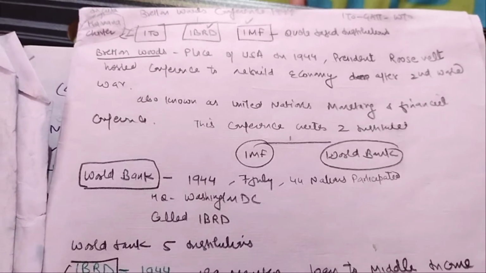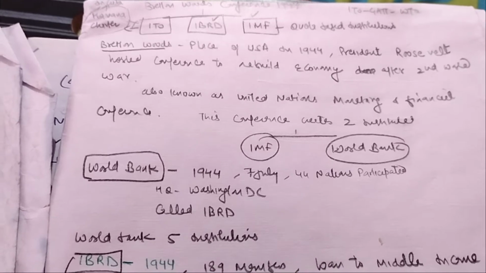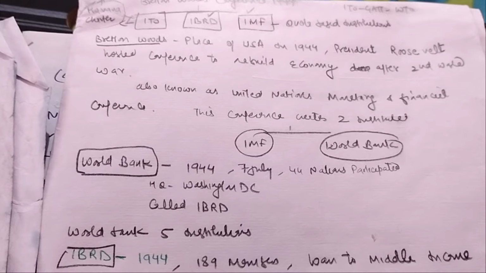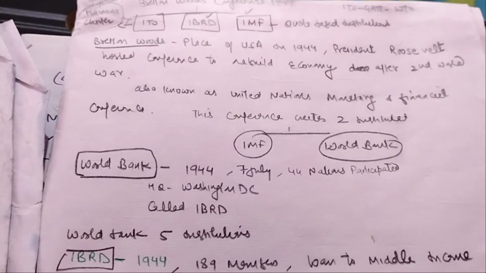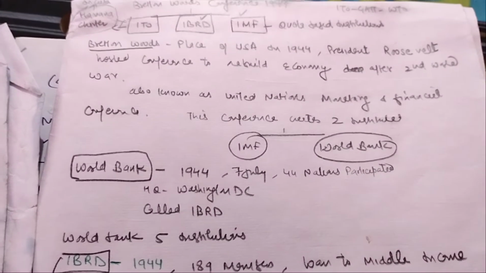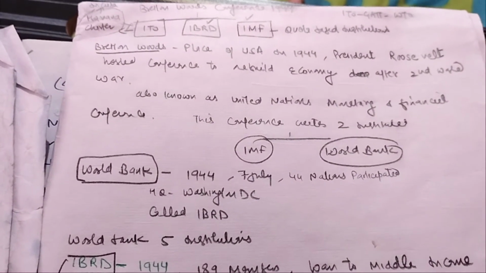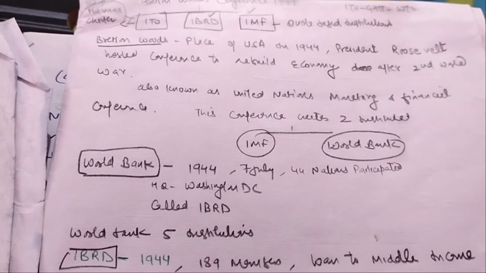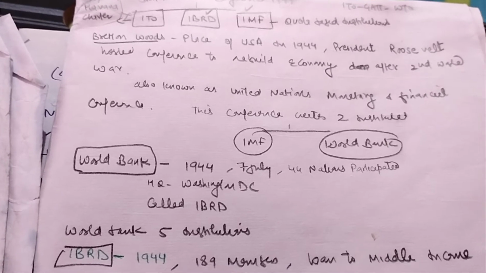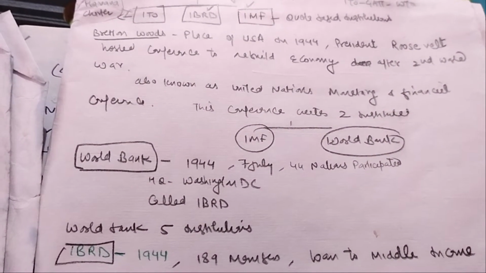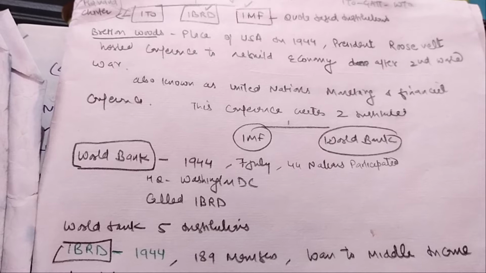Bretton Woods is a place in the USA. In 1944, the president of the USA at that time was Roosevelt, and they hosted the conference to rebuild the economy after the Second World War. This conference is also known as the United Nations Monetary and Financial Conference, and it created two institutions, the IMF and the World Bank. The World Bank is also called the IBRD, the International Bank for Reconstruction and Development.